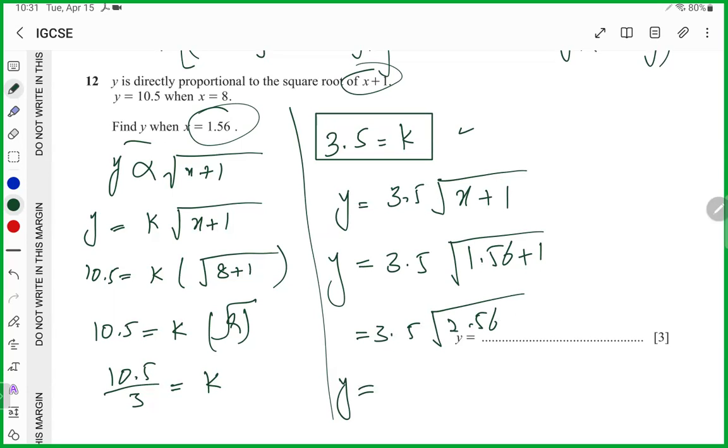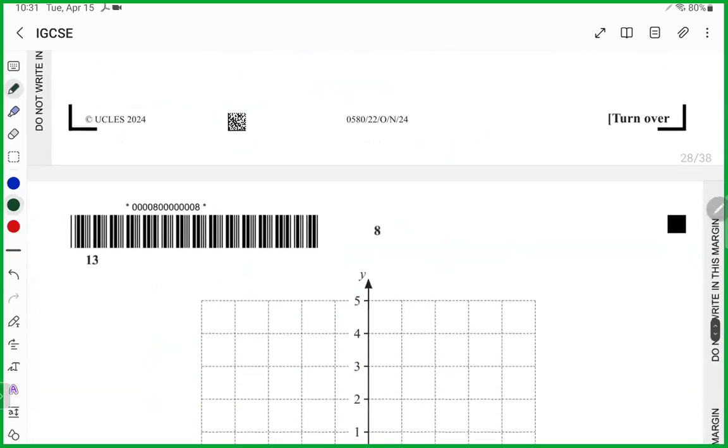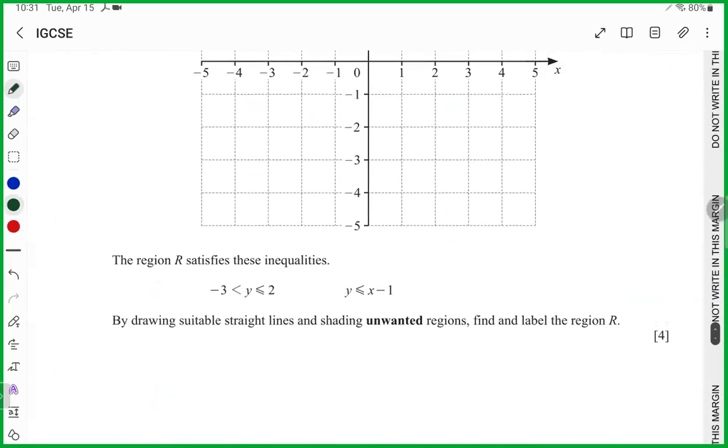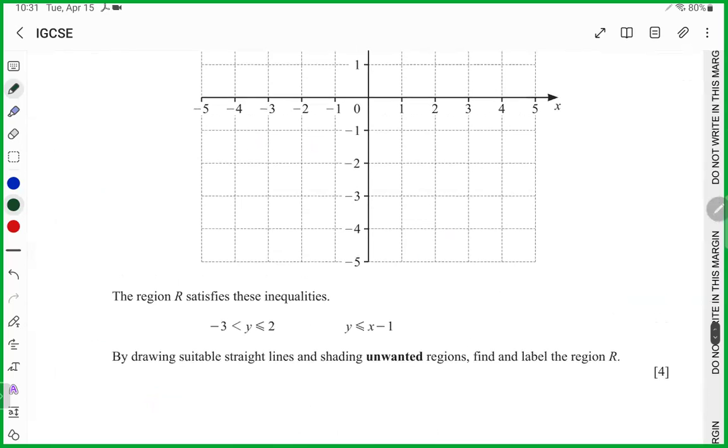So this is going to be under root 2.56 times 3.5, which comes as 5.6. Okay. Next question is the region R satisfies these inequalities.